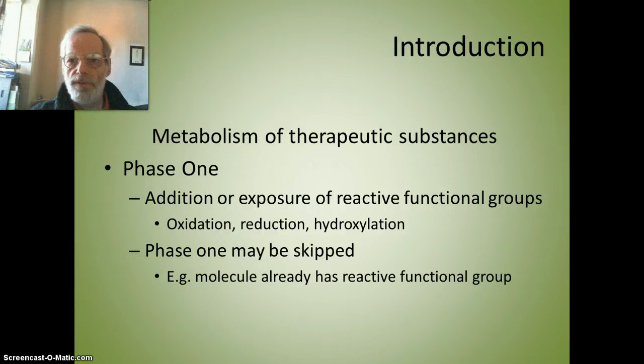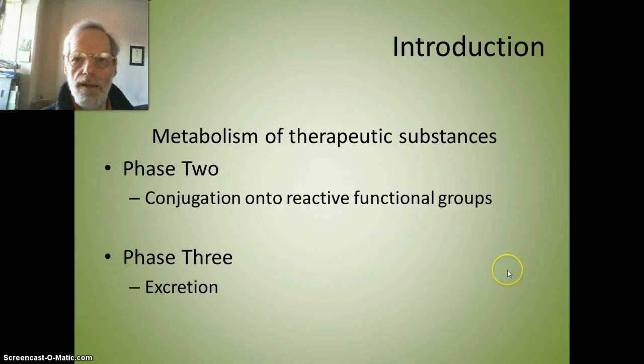In the metabolism of therapeutic substances, phase 1 involves the addition or exposure of reactive functional groups via oxidation, reduction, or hydroxylation. Phase 1 may be skipped in the metabolism if the molecule already has a reactive group. Phase 2 involves conjugation of another substance onto the reactive metabolite, and phase 3 involves excretion, which we'll not dwell on today.